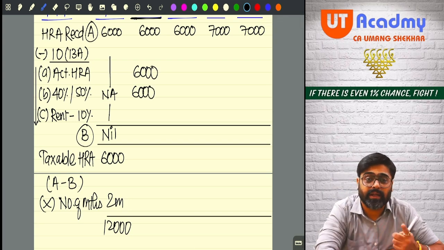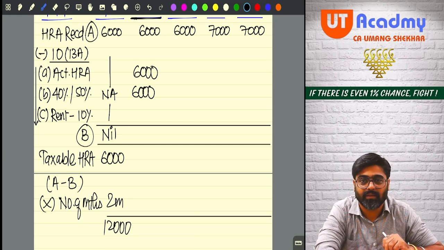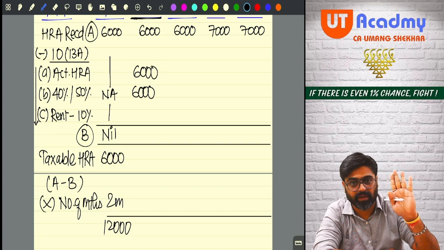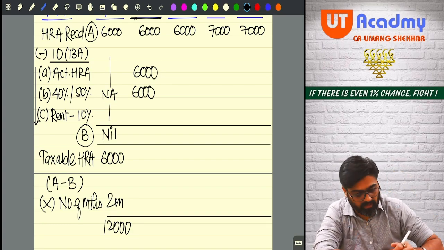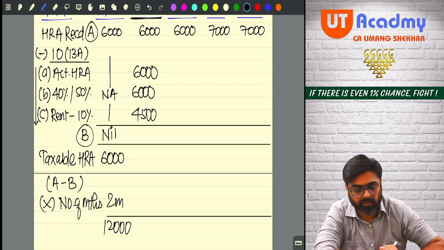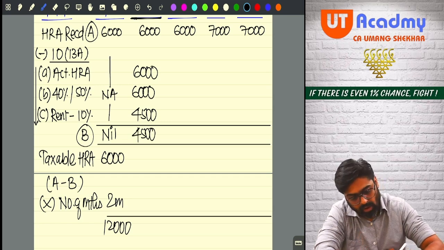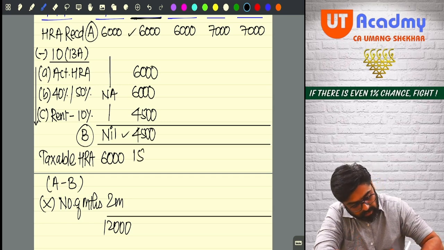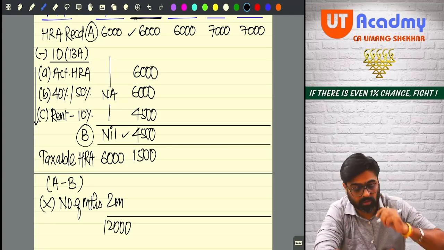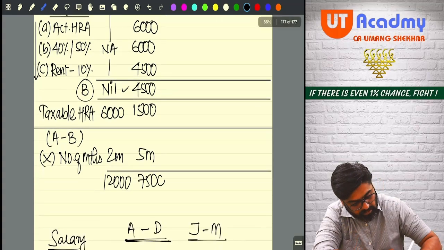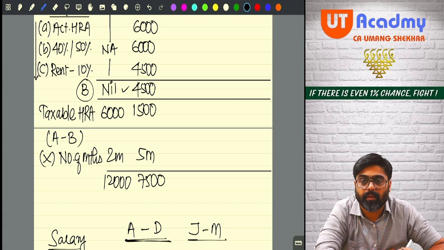Then, what is the rent I have paid from June to October? 6,000 rupees in Ghaziabad. Out of that 6,000, I will reduce 10% of my salary. Salary is 15,000, 10% of that is 1,500. 6,000 minus 1,500 will give me 4,500. So what is the lowest amount? 4,500, that will be exempt. So out of 6,000, 4,500 exempted, how much will be taxable? 1,500, and this is taxable from June to October. How many months? 5 months. So for these 5 months, the taxable HRA will be 7,500. Getting my point? Likewise, I have to fill in the blanks.